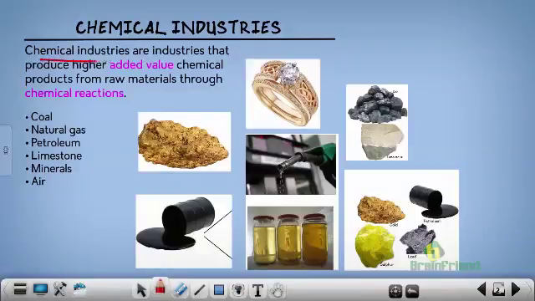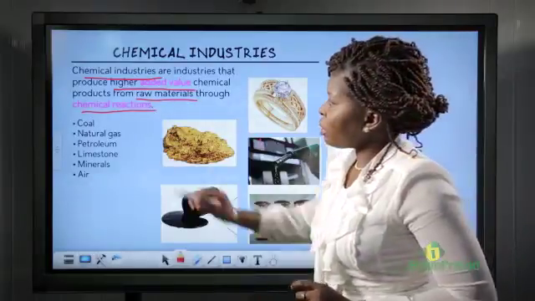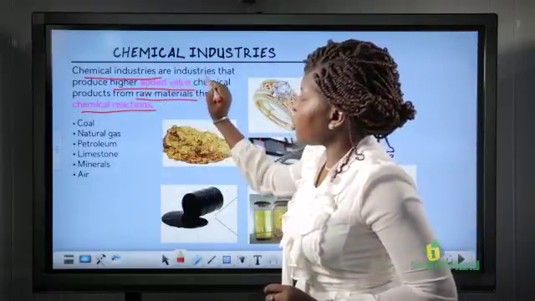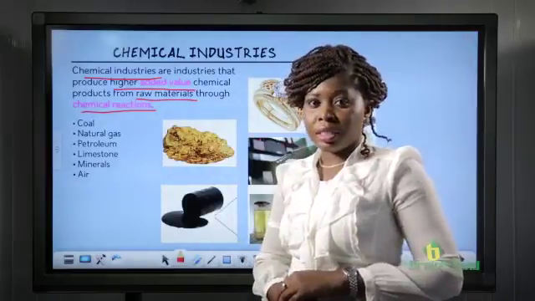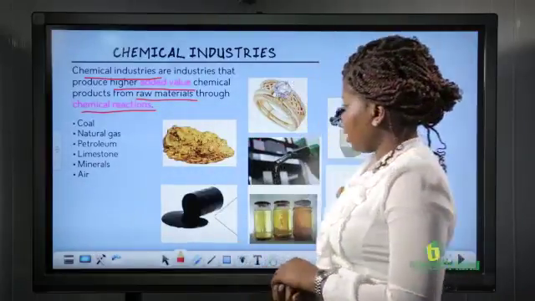Chemical industries are industries that produce higher added value chemical products from raw materials through chemical reactions. Now, when you hear higher added value chemical products, what do we mean by that? Let's use these diagrams to illustrate.